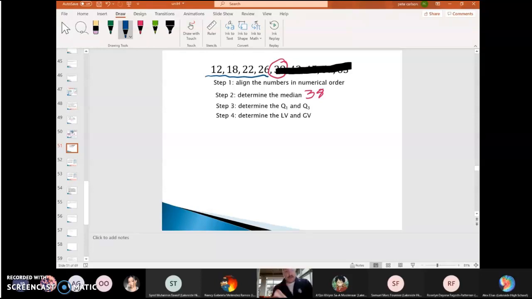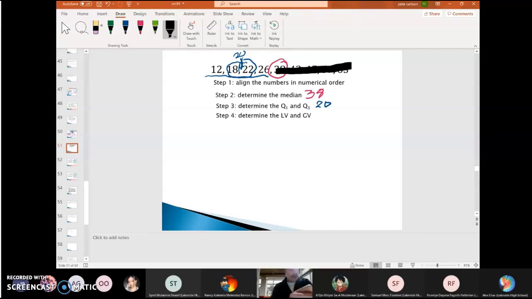Well, there is no middle number of those 4 because there's 2 numbers in the middle, 18 and 22. So you have to take the average of those 2 numbers. So what's the average of 18 and 22? What number is directly in between 18 and 22? 20. So my Q1 is 20.